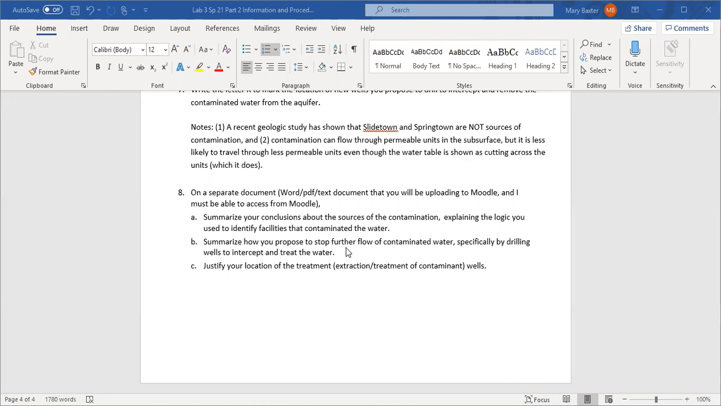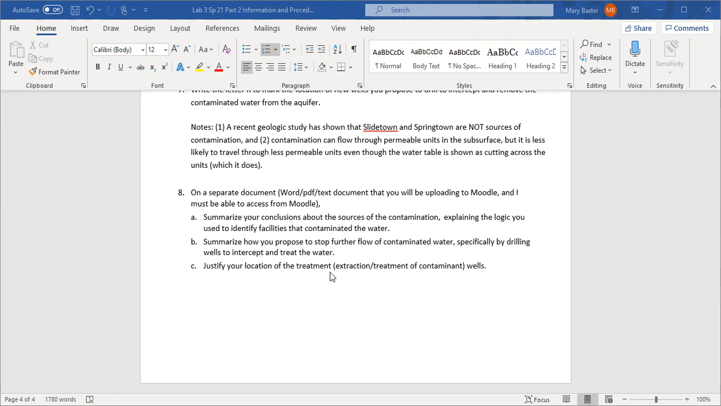Summarize how you propose to stop further flow of contaminated water, specifically by drilling wells to intercept and treat the water. Okay, you bring the water up and you treat it, and then you put it back down in the subsurface, is in theory how it should go. Depending on the contaminant, sometimes you can actually introduce chemicals down into the subsurface, into the water, to break the contaminant up or whatever it might be. But more often than not, the water is pulled out, sent through some process, and then allowed to be injected back into the water table lower down in the flow.